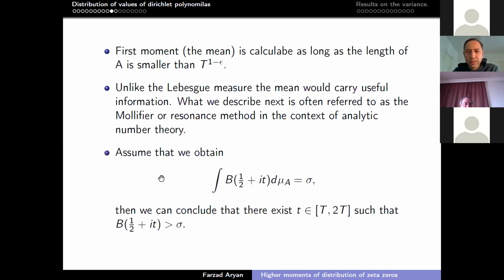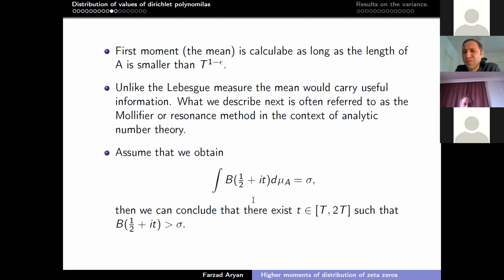So I talked about the modifier. Sometimes they call it the resonance method, in terms of when they were looking at large values of the Riemann zeta function. I think this is the name Soundararajan picked, but it may be even older.